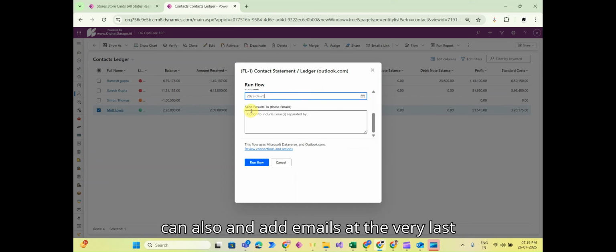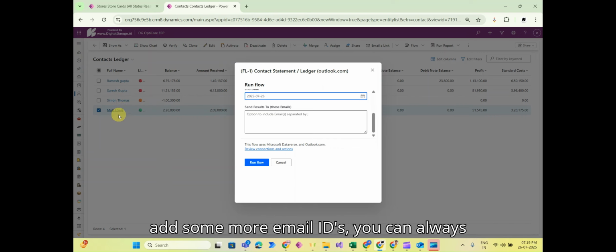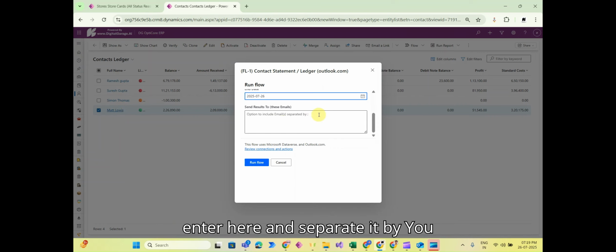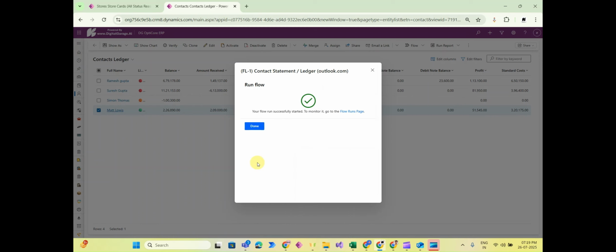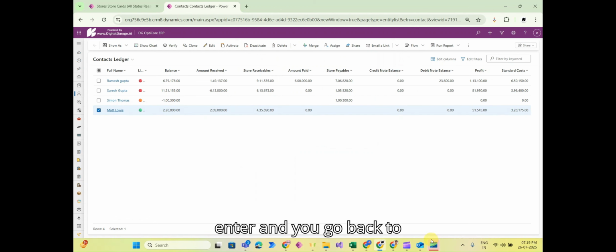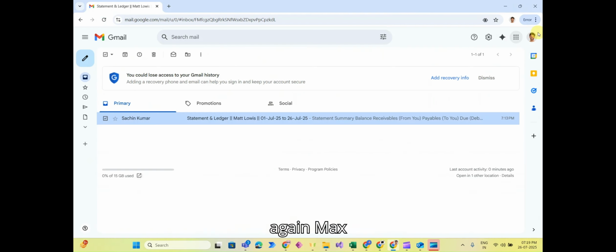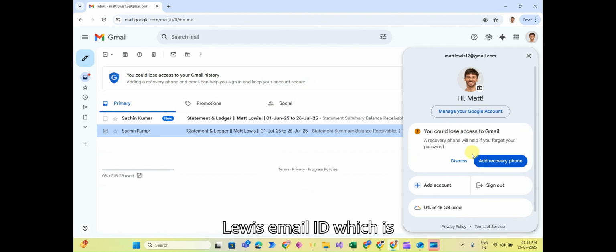and you can also add emails at the very last, separated by semicolon. So for example, you want to send this email to some more email IDs rather than the registered email ID. This Matt Lewis email ID is already registered in our system, so you won't need to add any email at the last. But if you want to add some more email IDs, you can always enter them here and separate them by comma. You press run flow, enter, and you go back again to Matt Lewis's email ID, which is this.